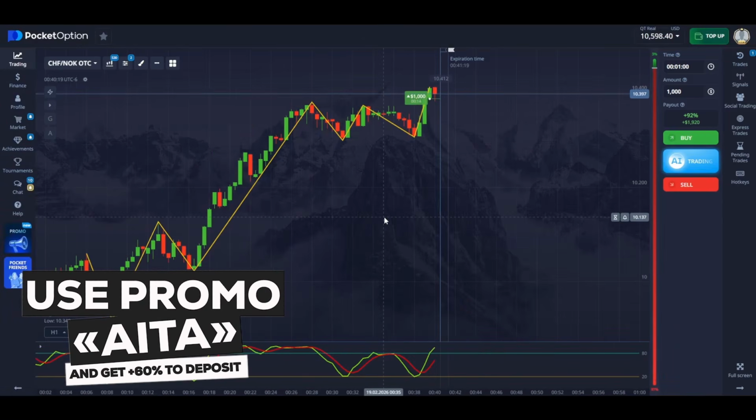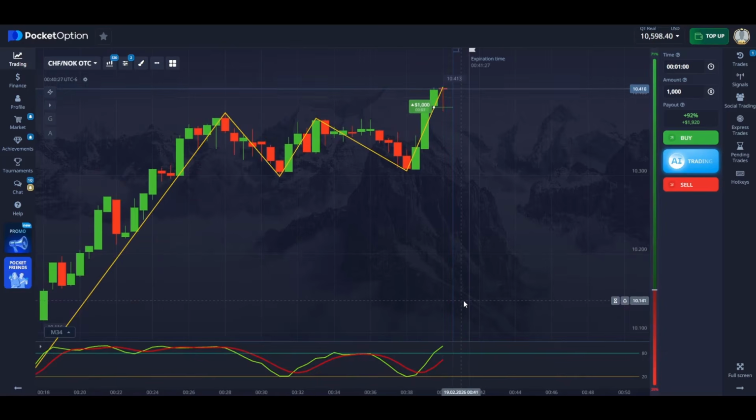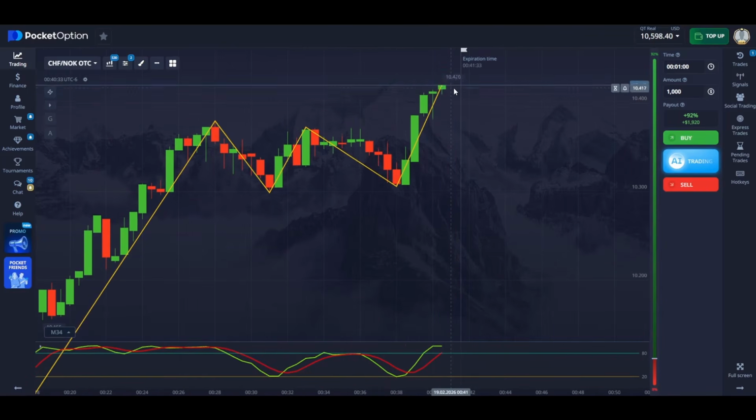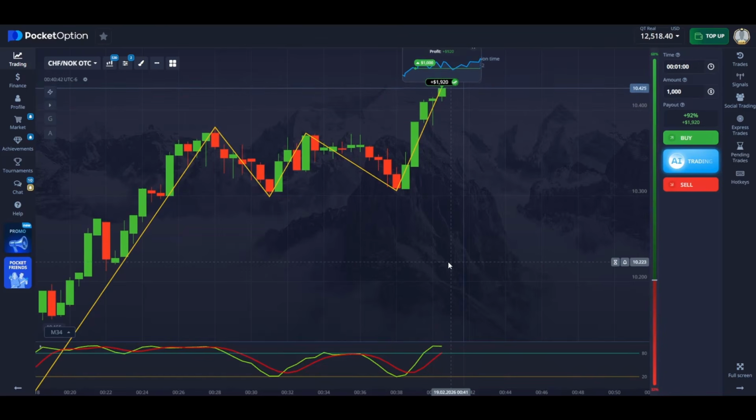Basically, the strategy is pretty simple. Look at where the zigzag is going, up or down, and where the lines of the stochastic are. If the zigzag is going up and the green stochastic line is on top, you open an upward trade. If the zigzag is going down and the red stochastic line is on top, then open a downward trade. It's all very simple and easy.